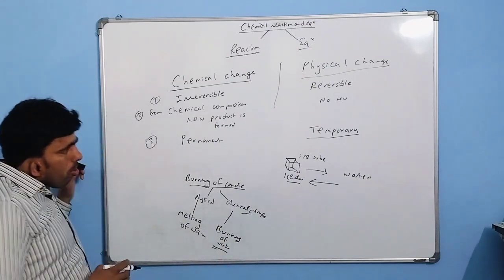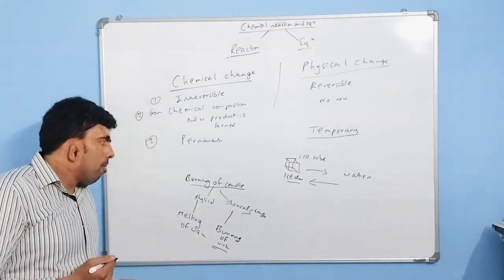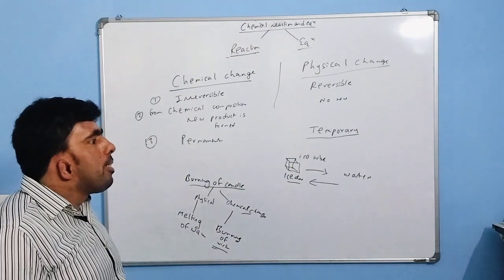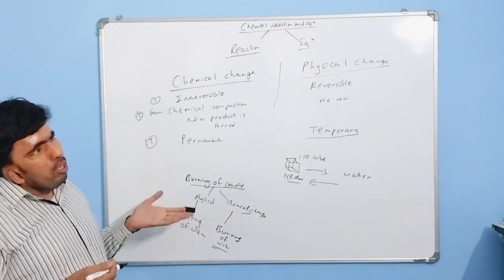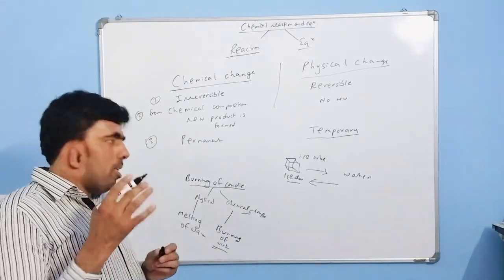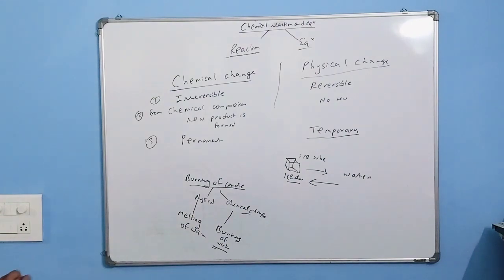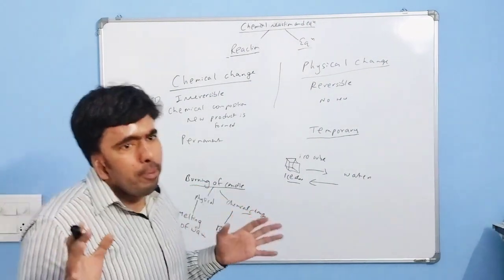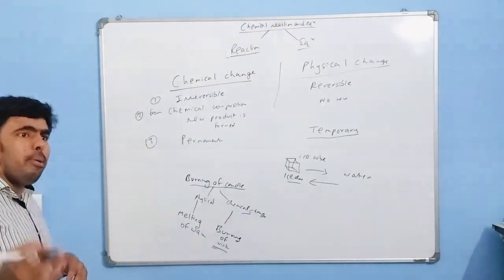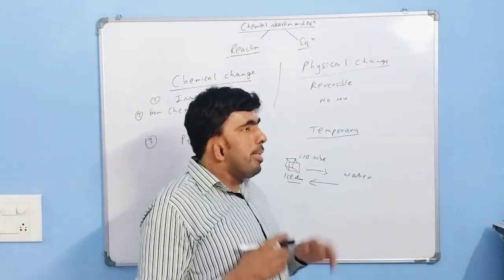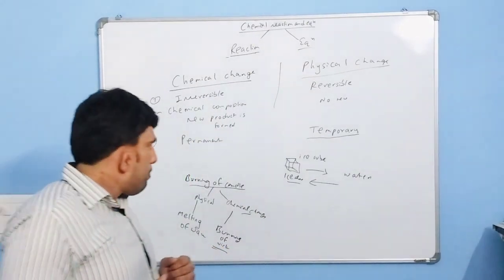Okay, so there are a lot of examples which can easily explain or describe chemical or physical change. A lot of things are there, a lot of examples. I hope it is clear. If you have any queries, you can message me on my channel so that I can clarify your doubts. Okay, let's go further.